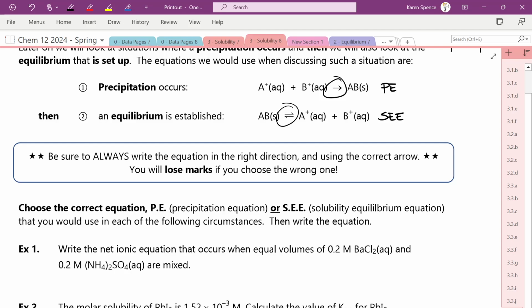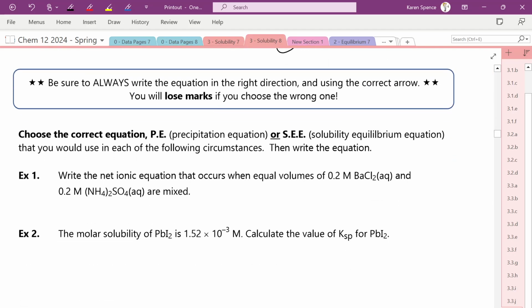So, read the question and think to yourself, am I thinking about the precipitation? Or am I going to want to use the solubility equilibrium equation? So take a read through number 1 and number 2 and see if you can choose whether you use the PE or the SEE. Discuss with your partner.